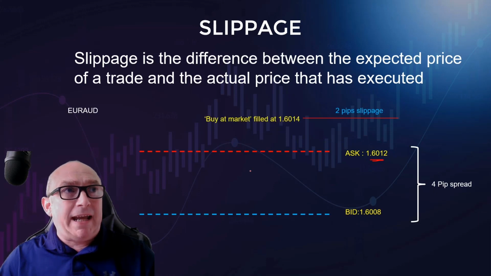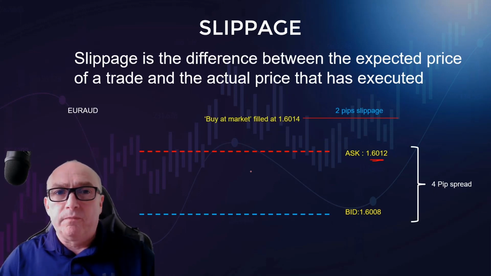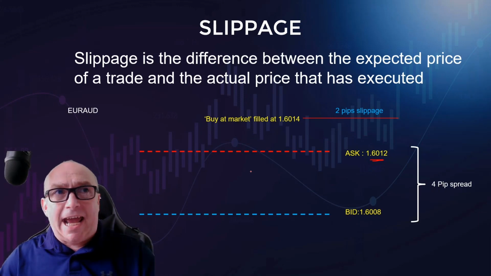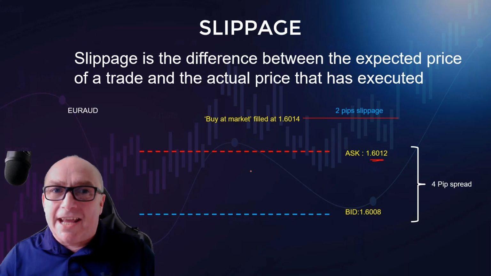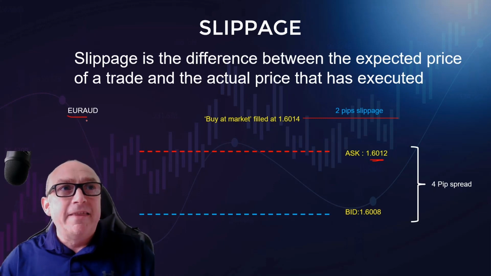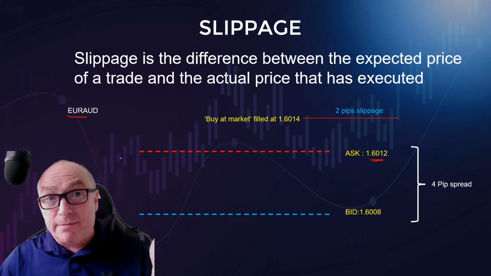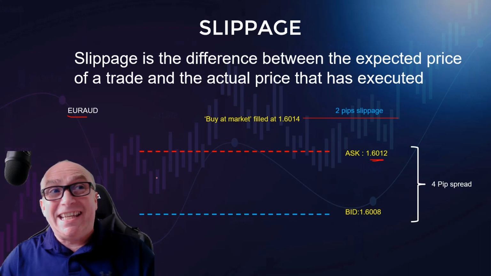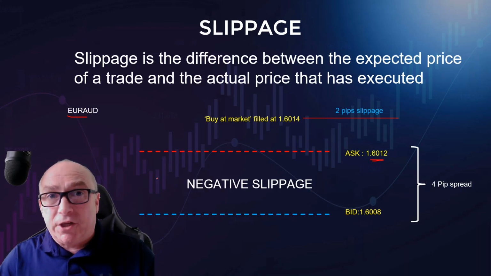But when the fill comes back, I get filled at 1.6014. I've succumbed to a 2 pip slippage. These slippages can add up. Now, if you're trading one standard contract in this currency pair, then that would constitute $20 more, 20 Australian dollars more, to buy that currency pair. Because it's cost me, this is known as negative slippage.